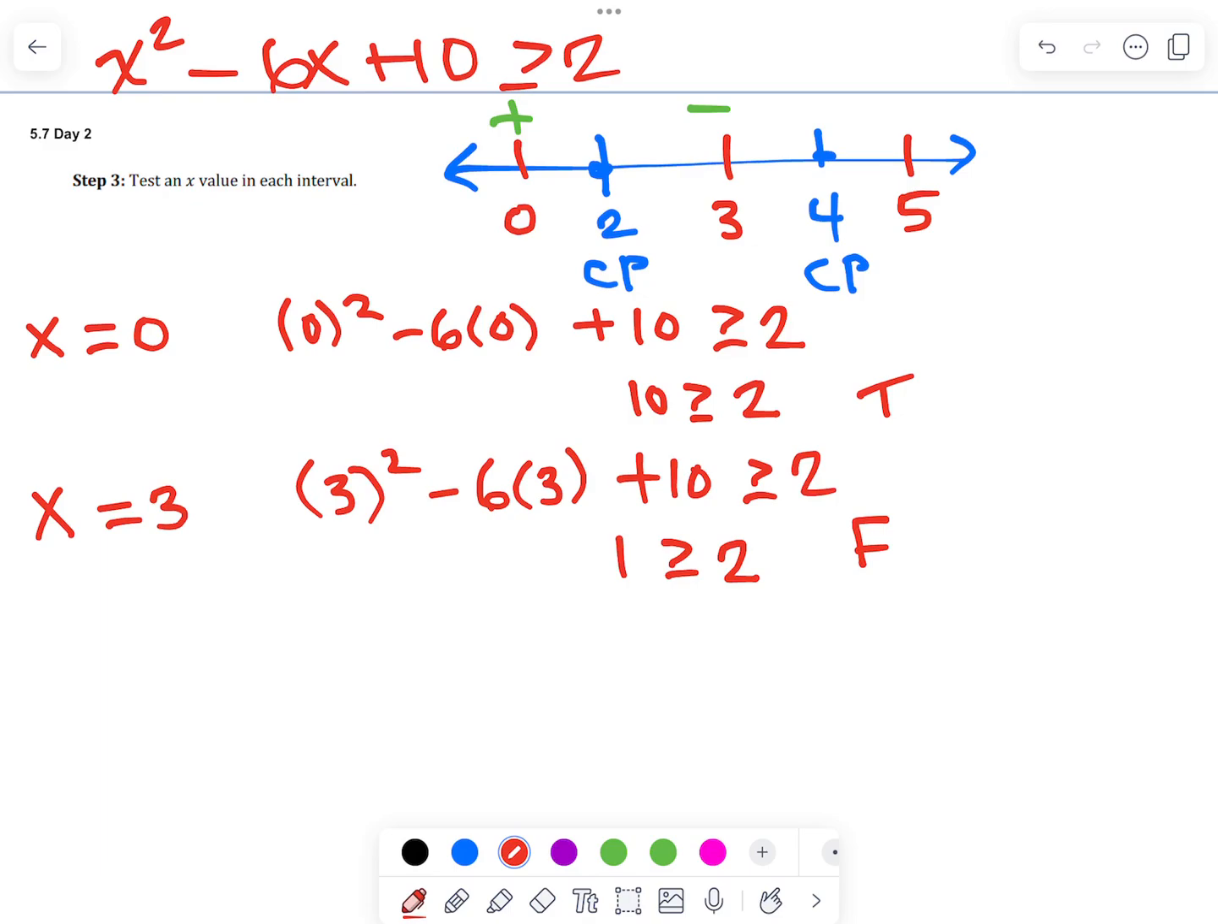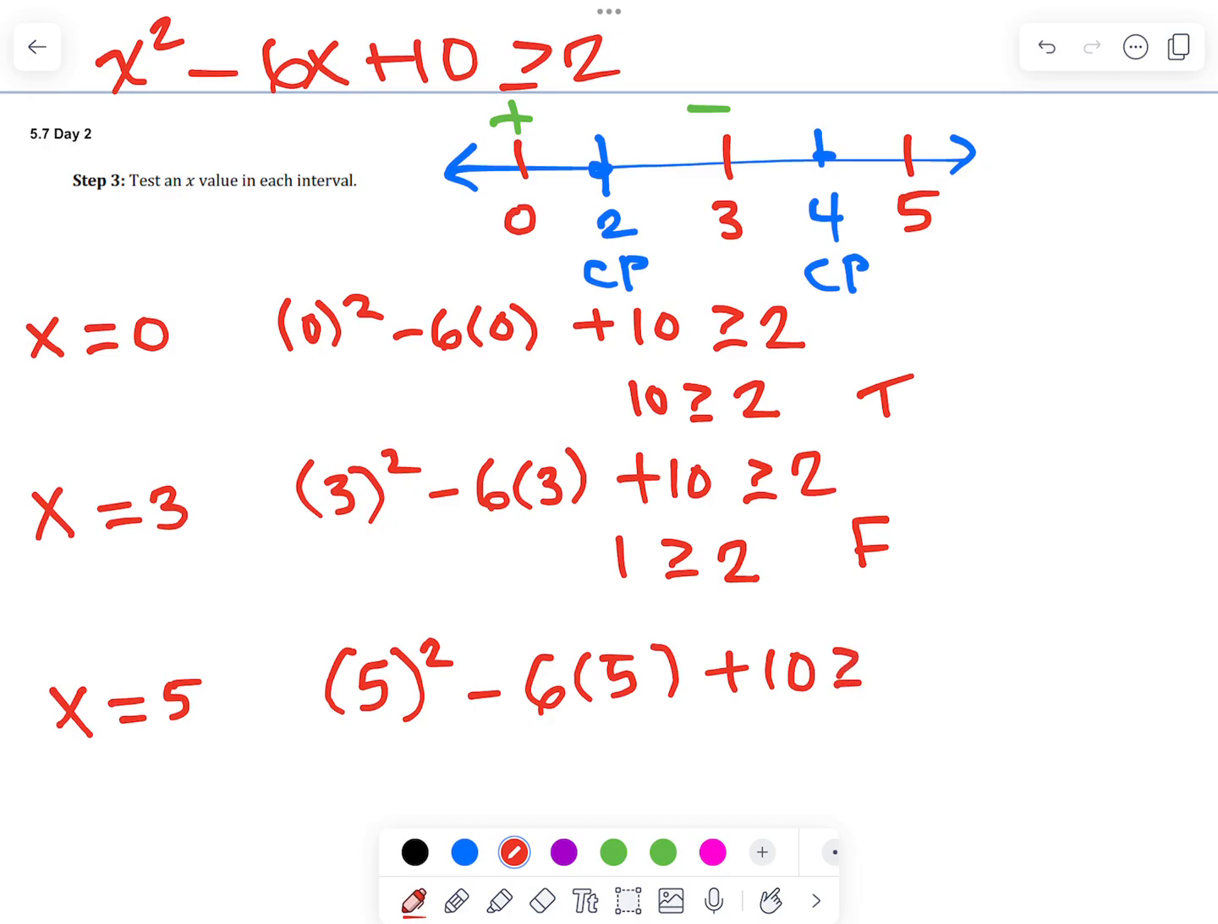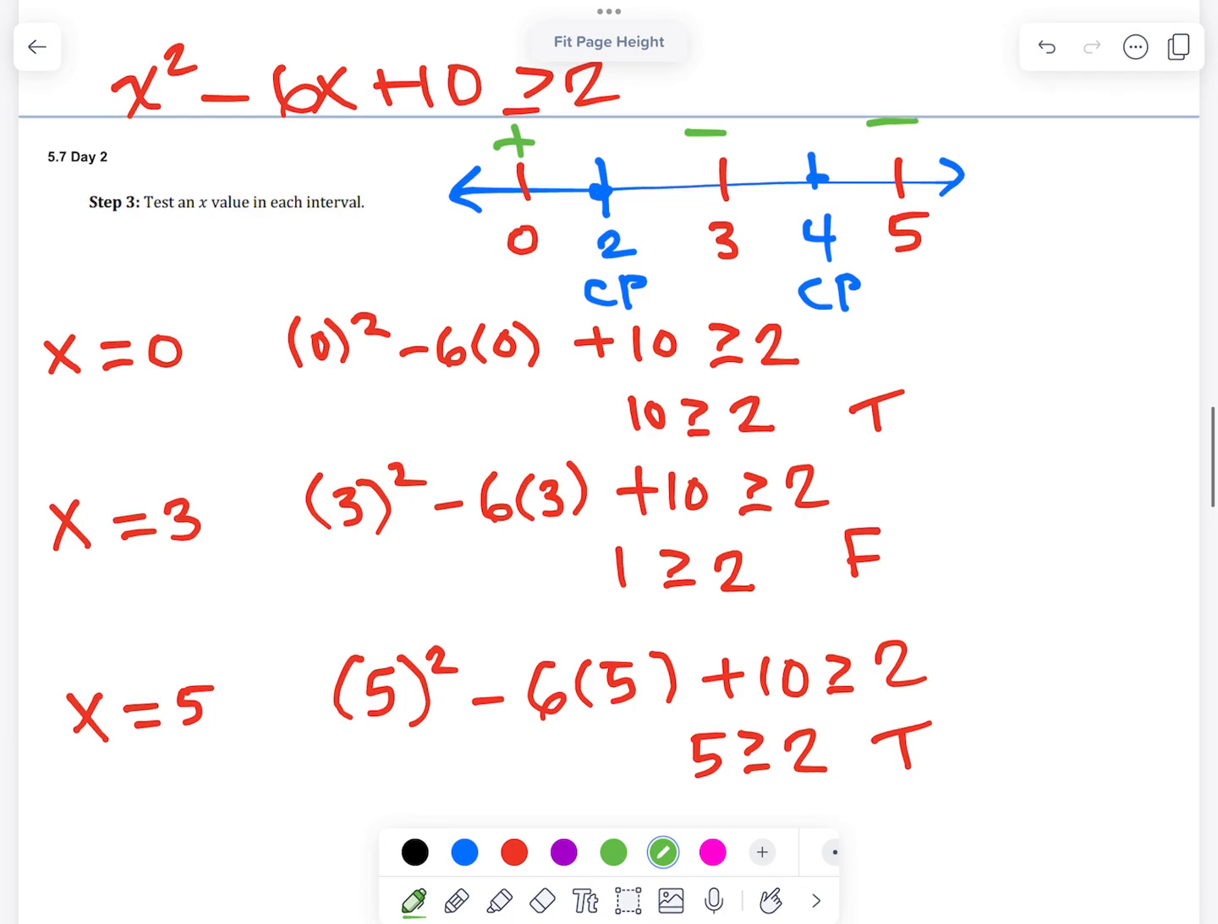Then we test a number greater than 4, so I chose the number 5. Sub it into the inequality. Simplify it. Is 5 greater than or equal to 2? Yes, that's true. So you put a plus symbol there.